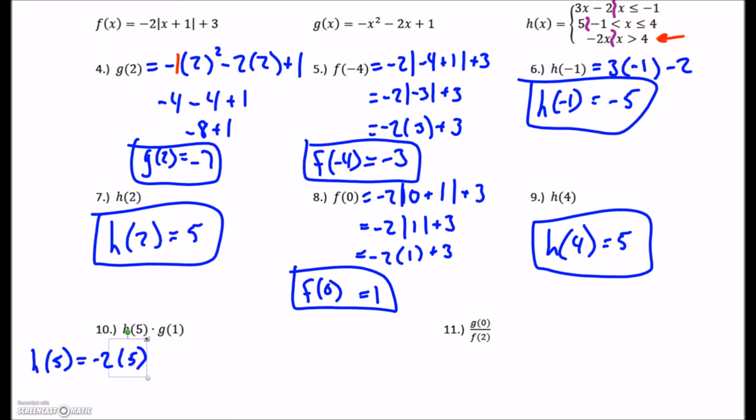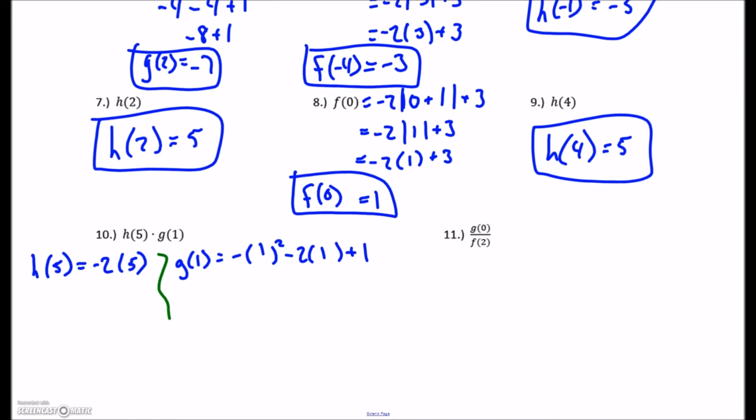And then I'm also going to do the g of 1 function. I'm just going to separate these a little bit. So the g function, once again, was negative x squared minus 2 times x plus 1, but instead of x, I'm going to plug in the value of 1, so I'm plugging the 1 in here. And now I'm just going to simplify each of these. Scroll down a little bit. So this first one, I find out that h of 5 equals negative 10.